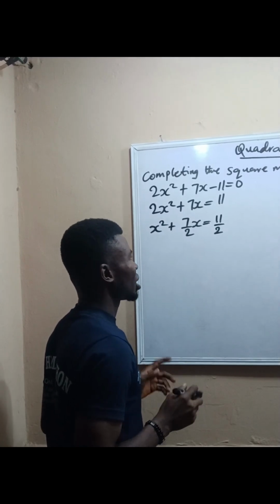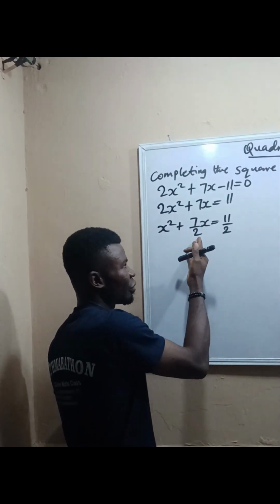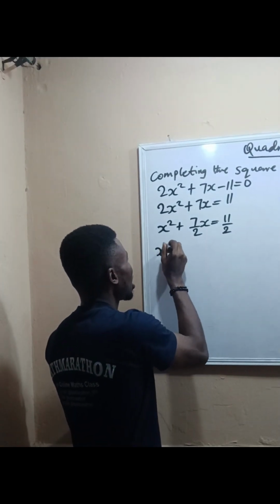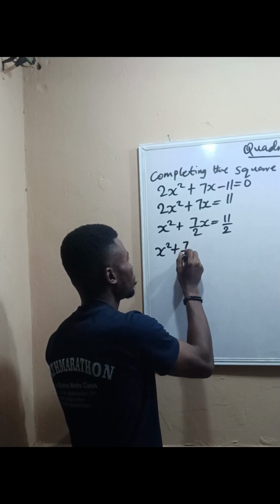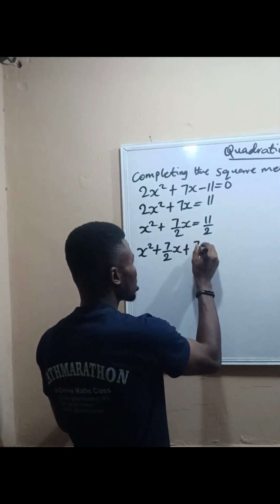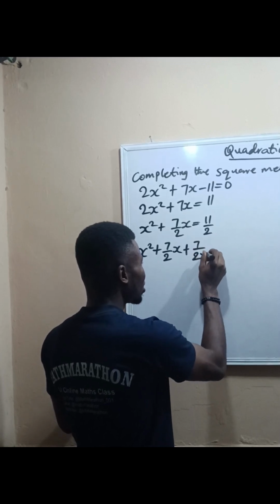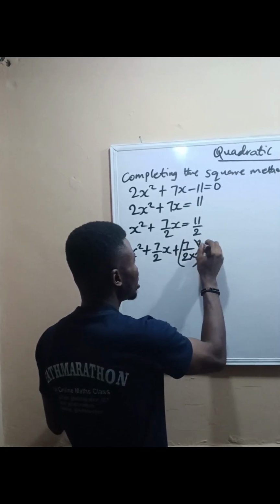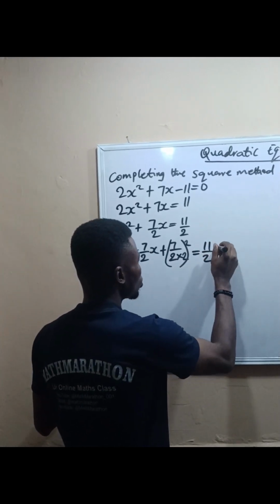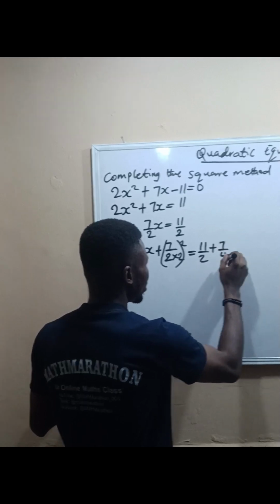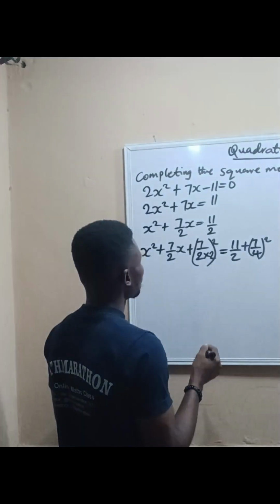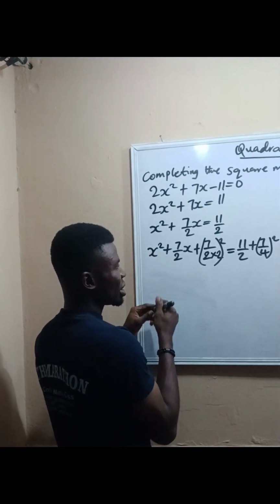Now, the second thing is, like we did, you take the coefficient of x, halve it, square it and add it to both sides. That is x squared plus 7 over 2 x. Now the coefficient of x is 7 over 2, so halving it is 7 over 4. Square it, we add it to this side, will be equal to 11 over 2 plus 7 over 4 all squared, right?